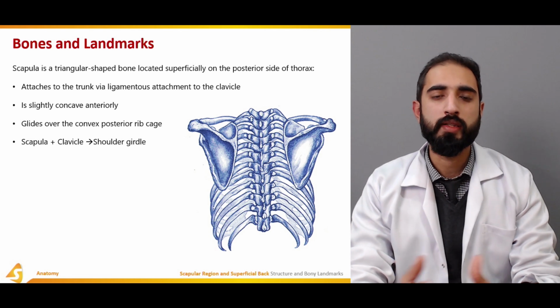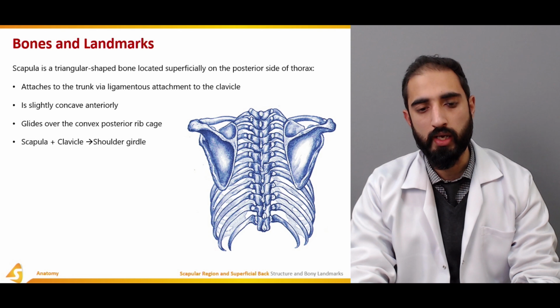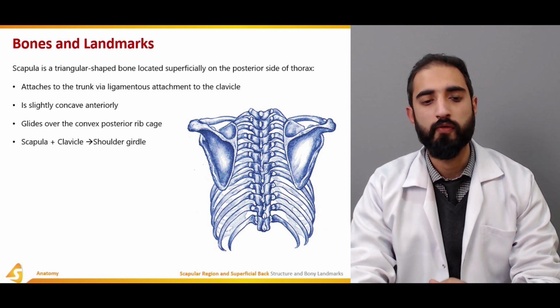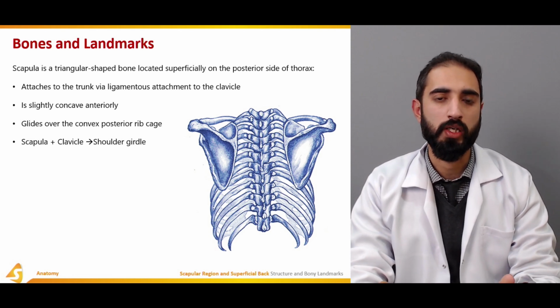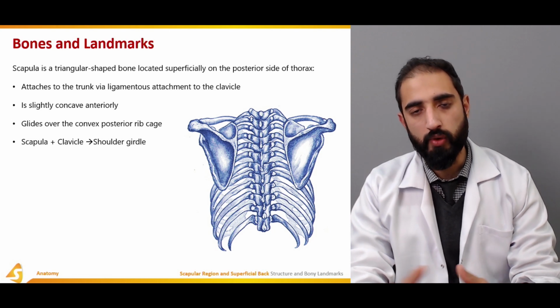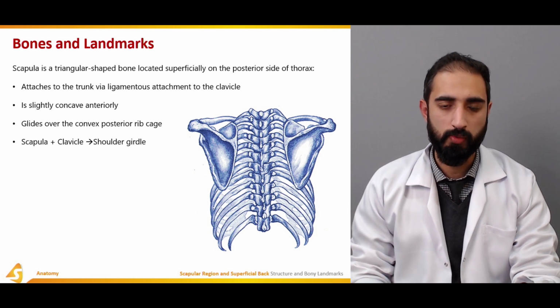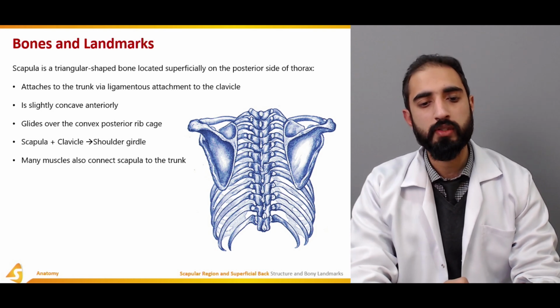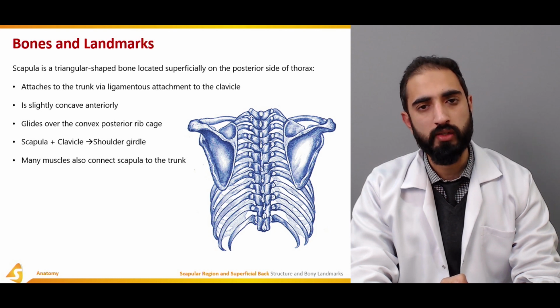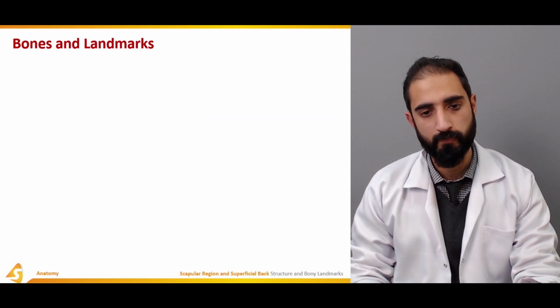Now, the term shoulder girdle is different from the shoulder joint, and the shoulder girdle is formed by the scapula and the clavicle. It is somewhat similar to the pelvic girdle, which is formed by the three innominate bones when we talk about the lower extremities. Many muscles also connect the scapula to the trunk, including the serratus anterior and the subscapularis, which we are going to talk about in the upcoming sections.